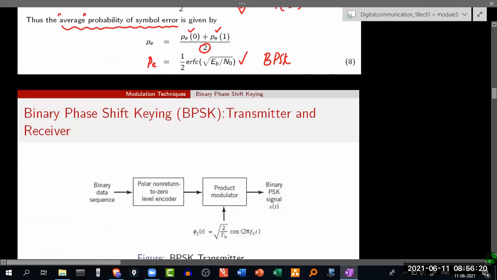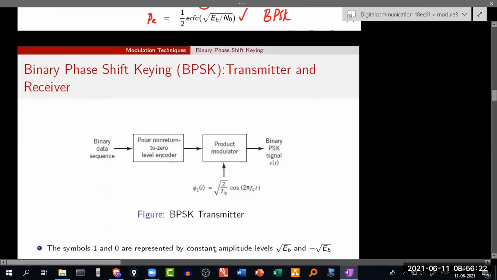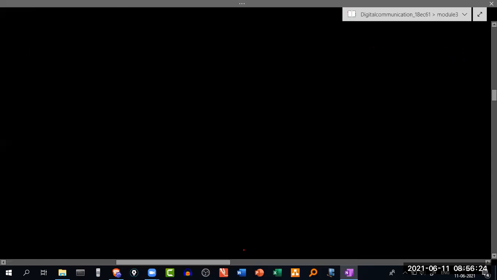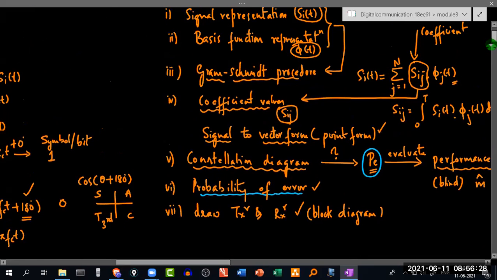Now let's consider its transmitter diagram. If I take you through the flow, after drawing the constellation diagram, we got to derive probability of error, and finally we got to end the discussion of that scheme by considering its transmitter diagram as well as receiver diagram. So let's do that.